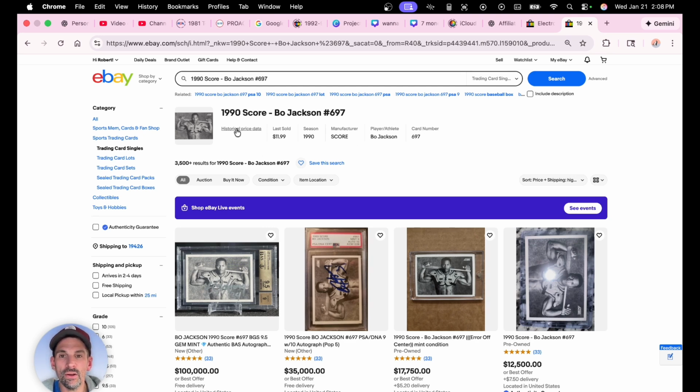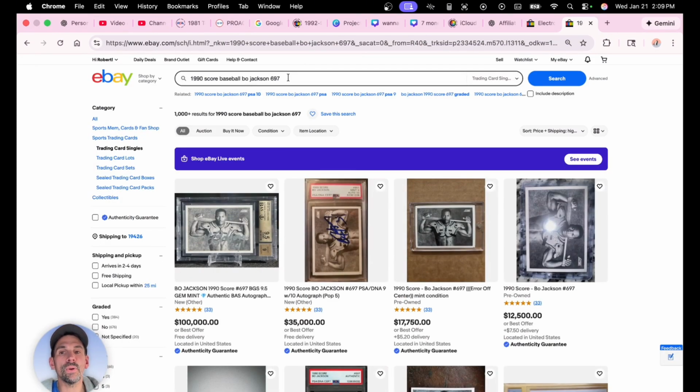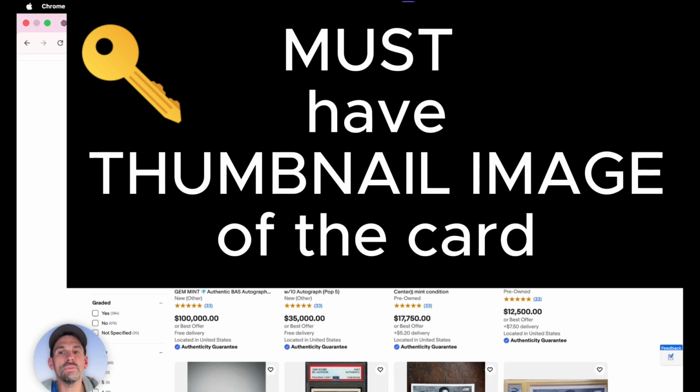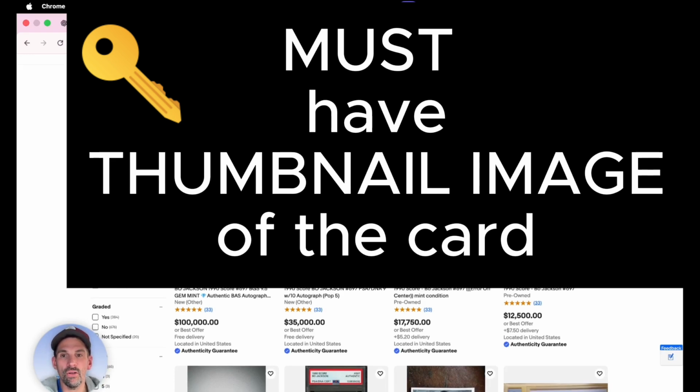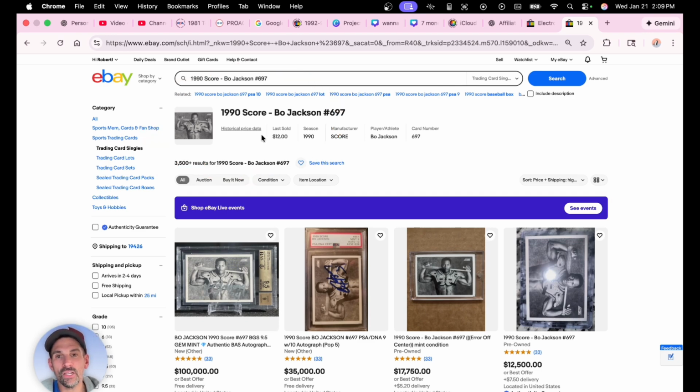I can click right here, historical price data, and see, in this case, over the past 3 months, the average sold price, the last it sold for, how many sellers, how many were actually sold. So that's key point number one. When we're searching, we have to be sure that we're getting that little thumbnail of the card. That's how you know you're getting the most reliable, the most accurate data that eBay currently has on this card.